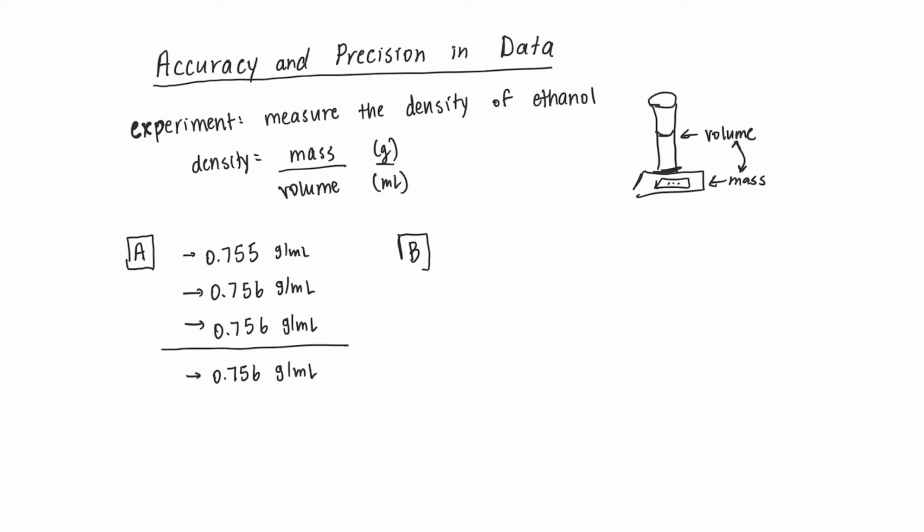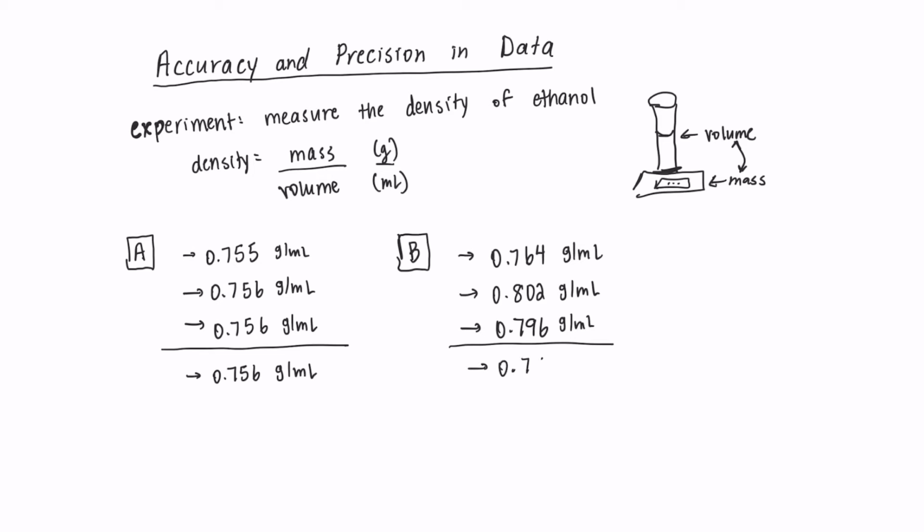Now student B did 3 trials as well, and for her data got 0.764 grams per mil, 0.802 grams per mil, and for the third 0.796 grams per mil. The average of these gives a density of 0.787 grams per mil. What we want to decide now is, are these sets of data accurate, precise, or both?